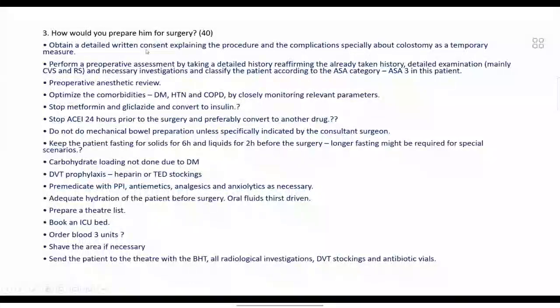And how would you prepare him for the surgery? Again, the same thing. You have to categorize and write it: prior to admission, the day before admission, and on the day of admission. If you categorize and write it, it will be easy for you. So I think that's all.